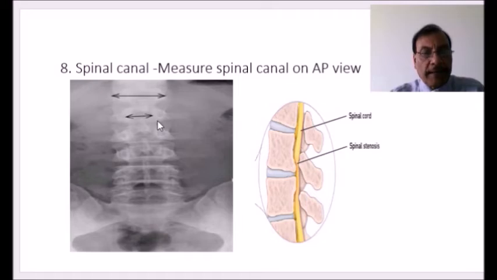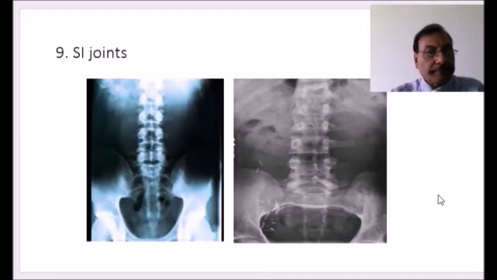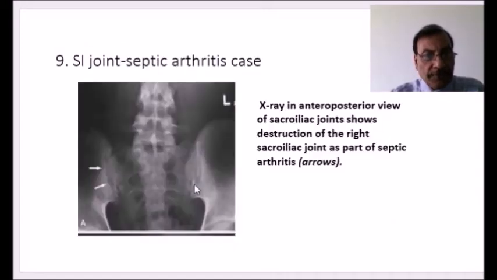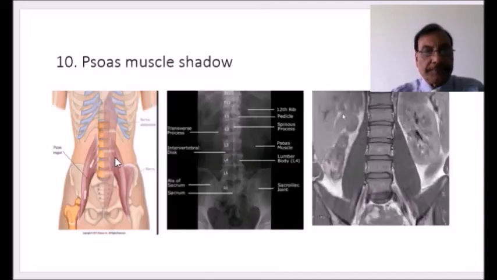Now, the spinal canal: you can measure the spinal canal in transverse diameter. Based on this, you know which patient has spinal canal stenosis and which have a normal spinal canal. Sacroiliac joints are clearly seen. This is the sacroiliac joint. See, this one is a normal SI joint and this one has been destroyed. It was found to be due to septic arthritis of the right-sided SI joint.